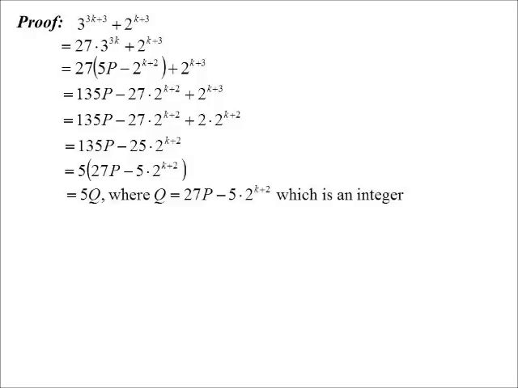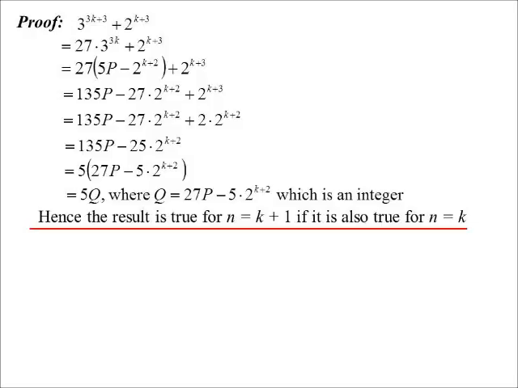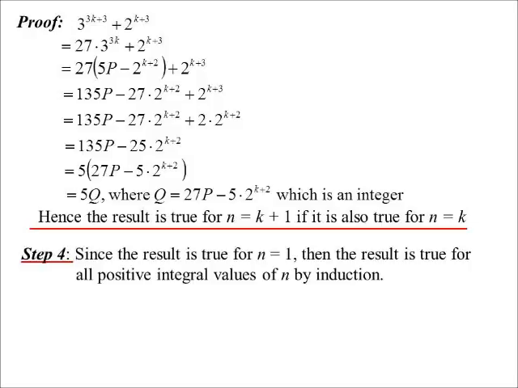Only question we have to ask ourselves is, will that always be a whole number? And again, we've said k is an integer, so 2 to the power of a whole number will be a whole number, so that's not a problem. 27 times p, that's not a problem. So yes, that will be a whole number. So that does equal 5q in this case. q is 27p minus 5 times 2 to the power of k plus 2, but that will turn out to be an integer as long as k and p are integers. All right, hence the result's true, etc., etc., etc.